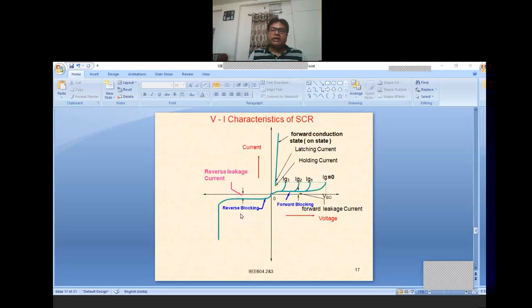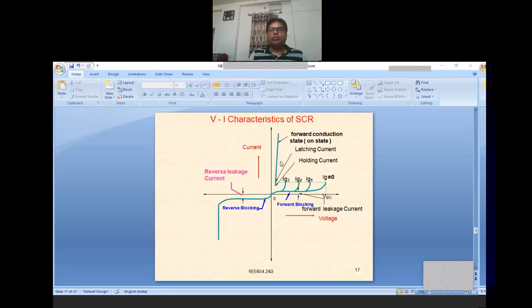And once after entering into conduction mode, if for any reason, that is, supply voltage may be turned off, or voltage may go on decreasing, or due to some other reasons forward current will decrease, then for all conditions, SCR will be maintained in on state until the current is more than a predefined or specified value for a given SCR called holding current.